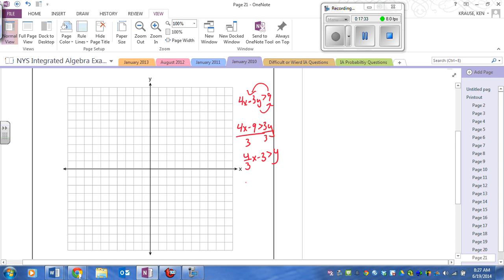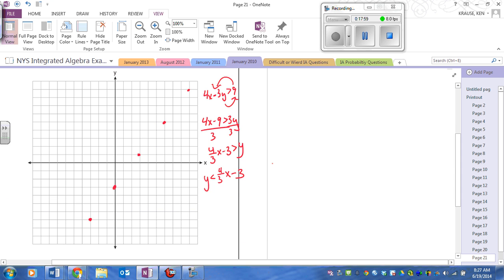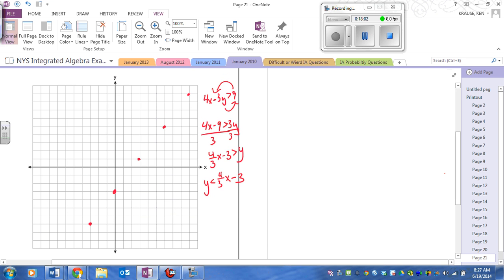Now I'm going to just rewrite this. I'm going to take the whole thing and flip it around. So y is less than 4 over 3x minus 3. So that gives us a y-intercept of negative 3. And then we're going to go up 4 over 3. Up 4 over 3. Down 4. Dotted line. I'm going to use a straight edge, but every time I put the straight edge on there, it selects something else. And it's less than, so we're going to shade down.